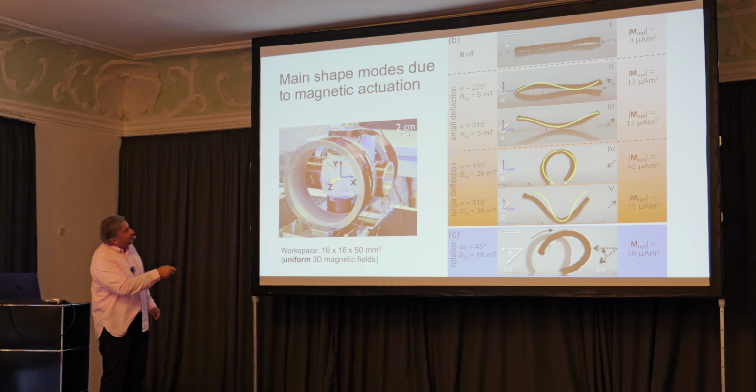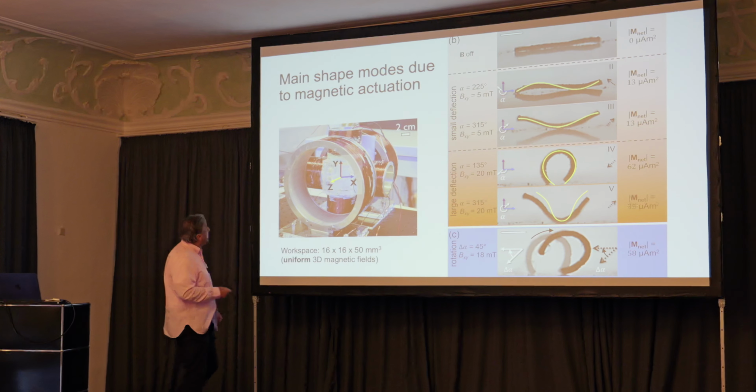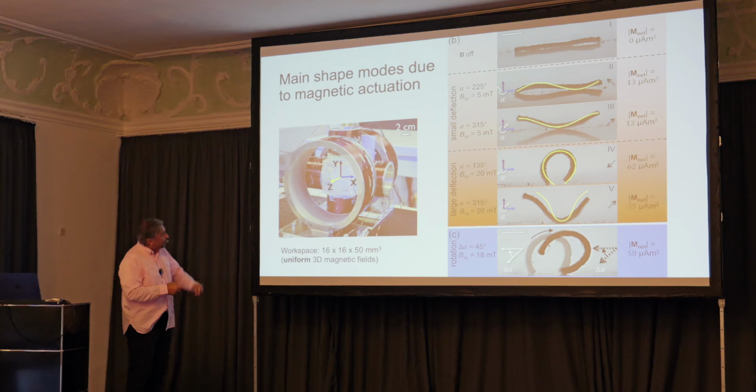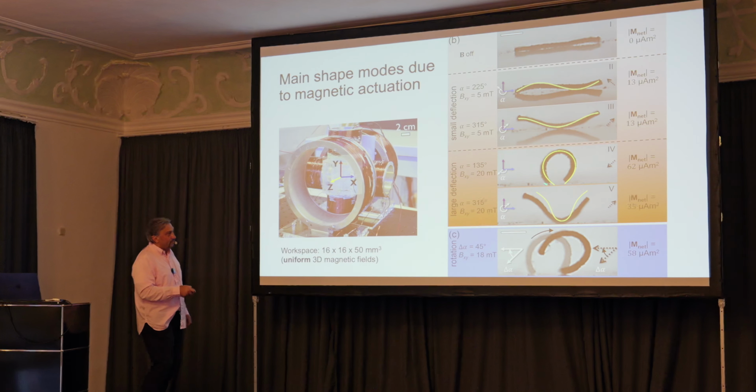So if there's no field, the sheet is flat. We call it worm-mate. It's like a worm, like a robot. When you apply a small field in a specific direction, it can create a sine wave. Another direction, it will create a cosine wave. And then at higher fields, you create U-shape, V-shape.